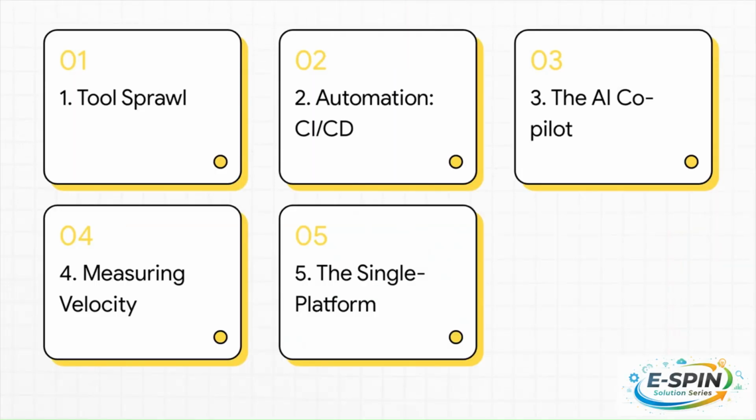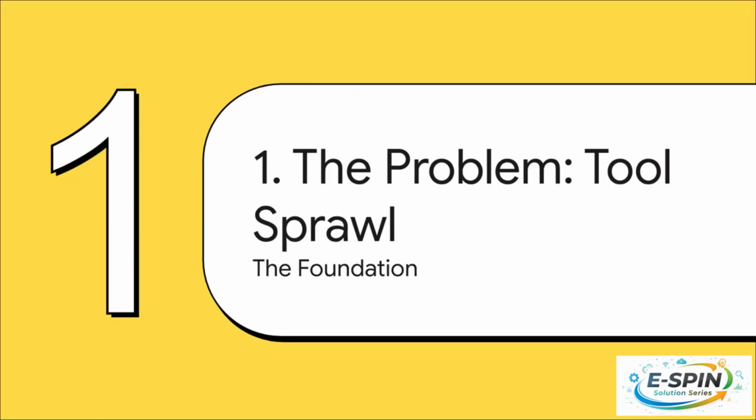Today, we're going to build the engine that gets you there. So how do we actually build for speed? We're going to put together what I call a velocity stack, layer by layer. First, we have to clear out the biggest roadblock of them all, tool sprawl. Then we'll build our automation engine with CI/CD, throw in an AI copilot to accelerate everything, install a dashboard so we can measure our progress, and then finally bring it all together to see the huge advantage of having a single platform.